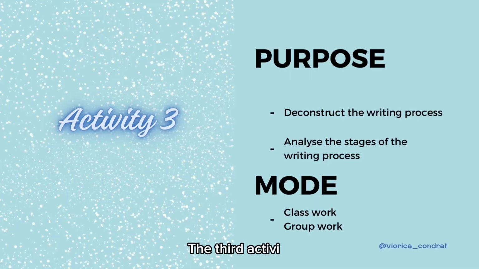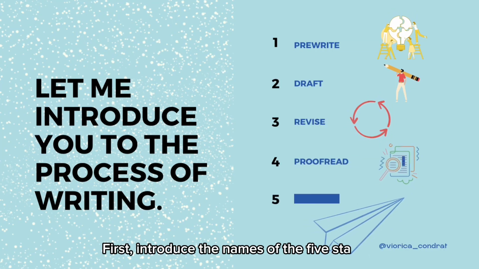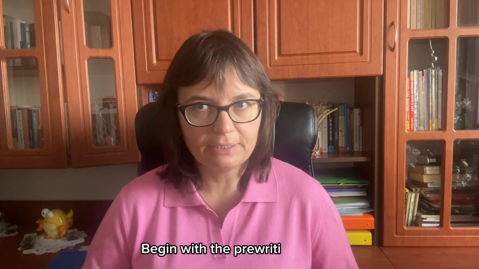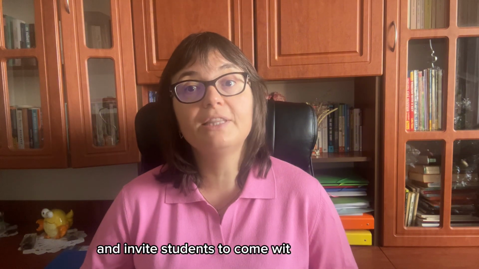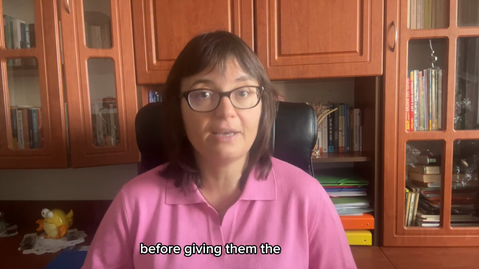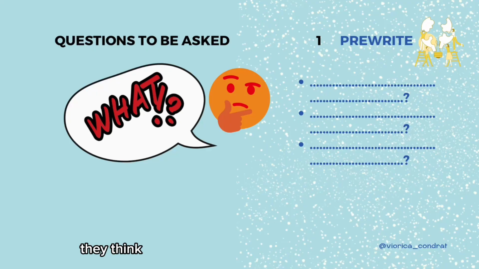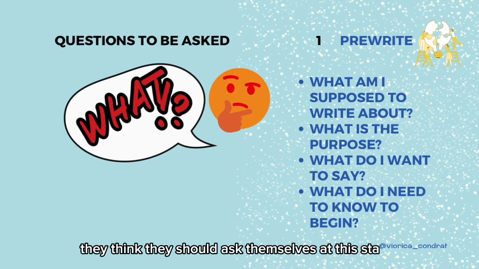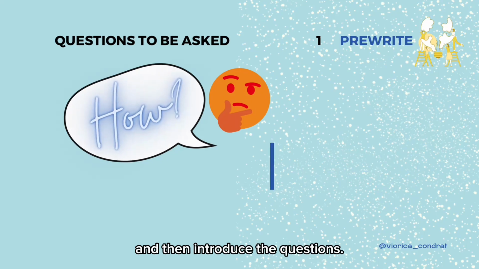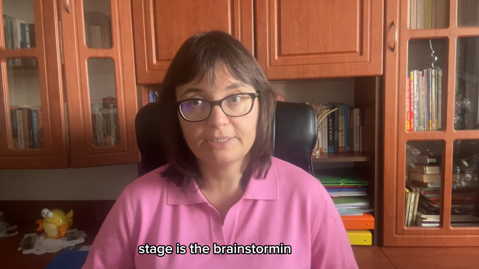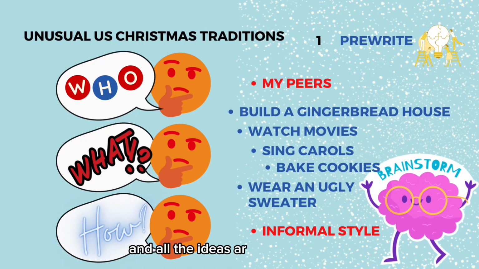The third activity will combine 2 modes of work, class work and group work. First, introduce the names of the 5 stages. Then present each stage separately. Begin with the pre-writing stage and invite students to come with their variants before giving them the answers. For example, ask them first what questions they think they should ask themselves at this stage, and then introduce the questions. Emphasize the idea that the pre-writing stage is the brainstorming stage, and all the ideas are accepted here.